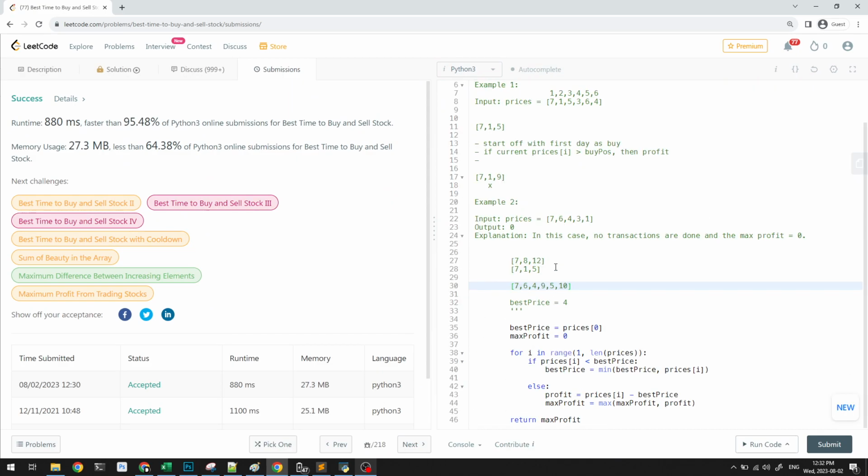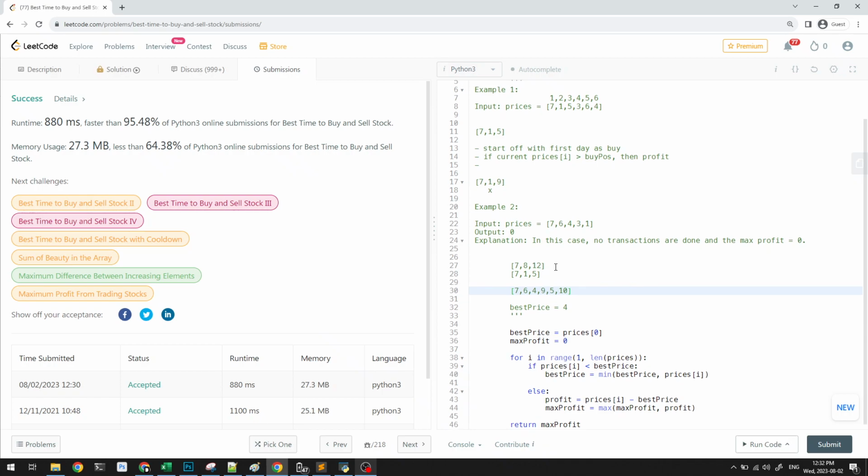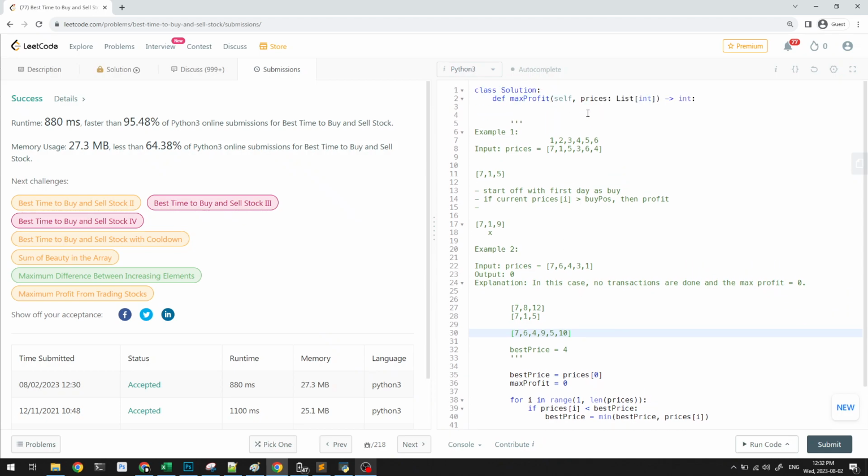So if you just jot down a few examples, then it should really make sense as to how we're going to be approaching this. As for time and space complexity, we're not really storing anything, so space is constant here. Time is just the length of the list. We're just going through that once.